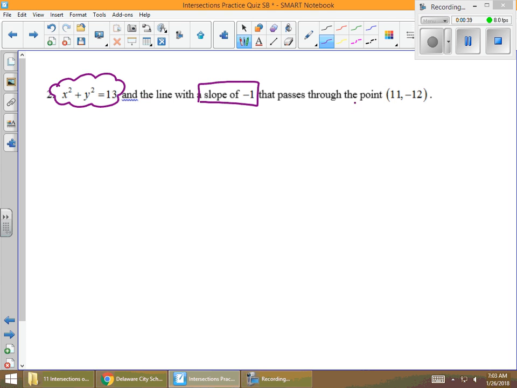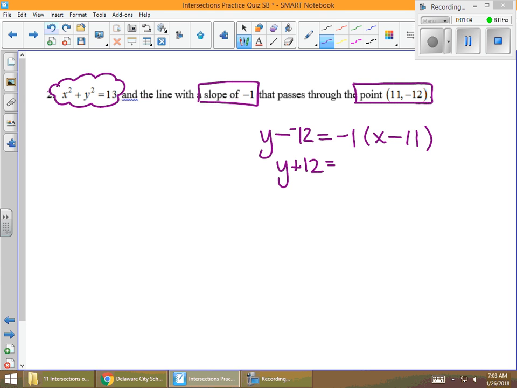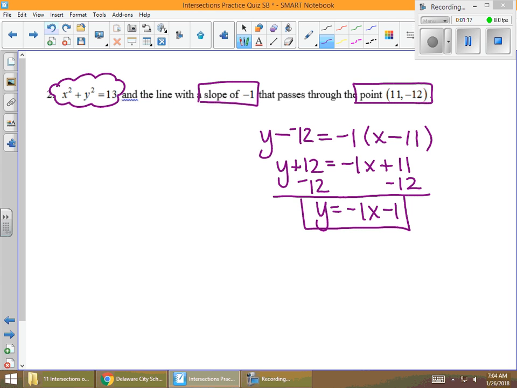Again, we have a slope of -1. Our point is 11, -12. So I'm going to make that fill in the blank again. I'm going to put my slope in the middle. I'm going to put my y coordinate next to my y and my x coordinate next to my x. I'm going to clean it up and distribute, and isolate my y. And now I have y equals.